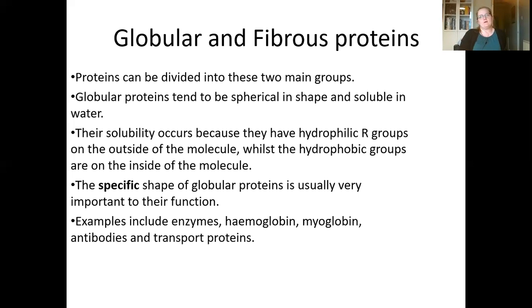So when we look in detail later at things like transport proteins and antibodies, they need to have that really specific shape. The antibodies need to have that specific shape for that specific antigen. If they don't have that specific shape, it's not going to work. So that's really important for globular proteins. So these are in a ball shape.